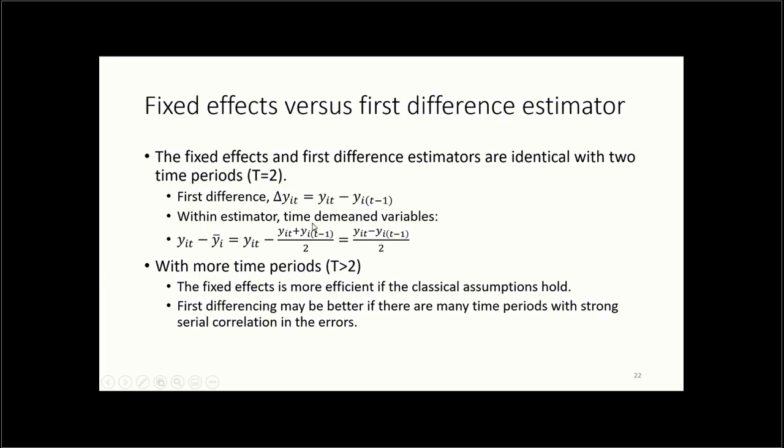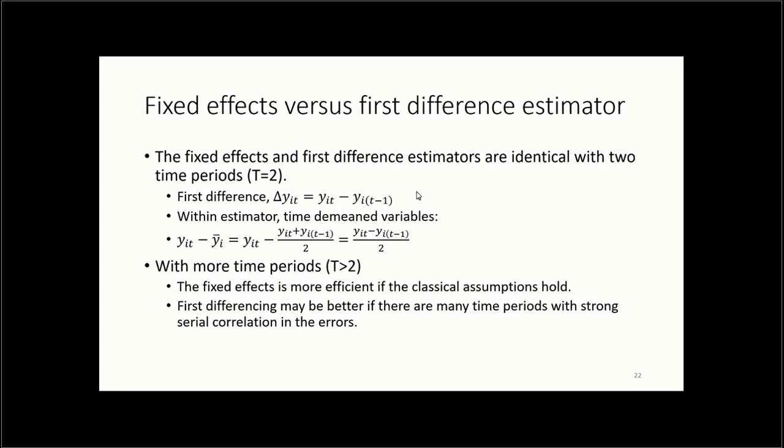For the within estimator, we have the time demeaned variable. So here we have y_it minus y_i bar. This is the average. Well, what's the average if we have only 2 years of data? That is the value in this period plus the value last period, divided by 2. That's how we calculate an average. If we rework this expression a little bit, besides that it's divided by 2, which wouldn't make a difference for the coefficients, this is exactly equal to the first difference expression. So this is why these two estimators would be identical with two time periods.